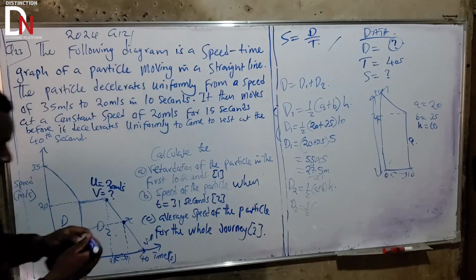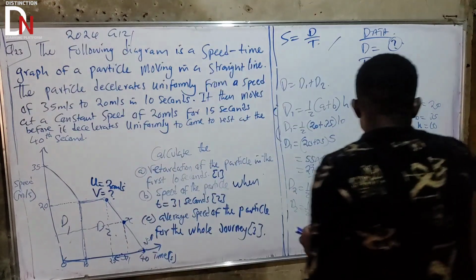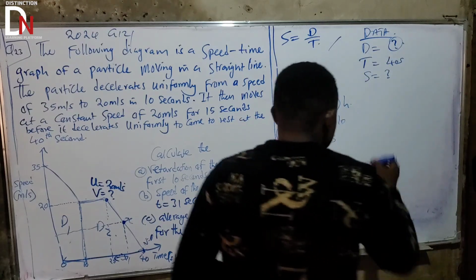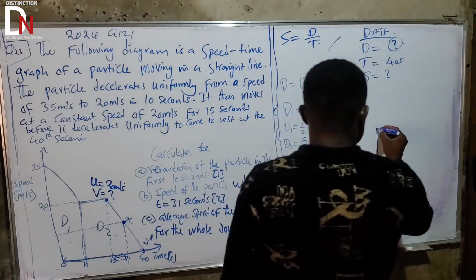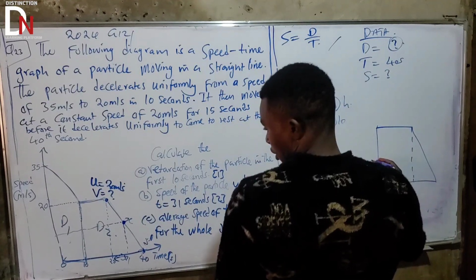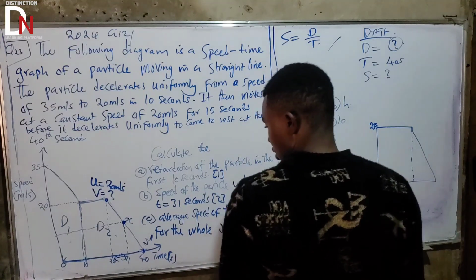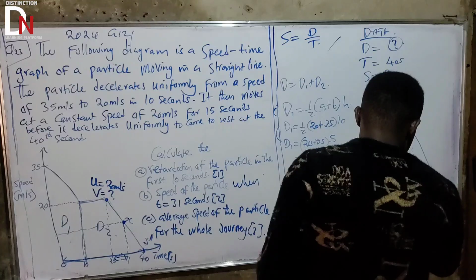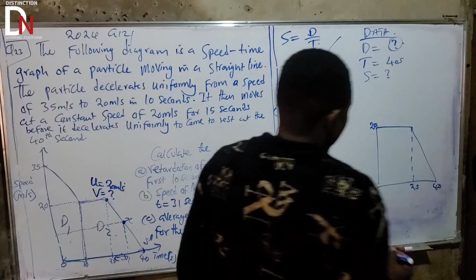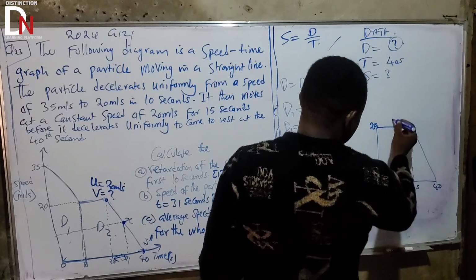So basically, we are looking at this trapezium. We have this is 20, this is 10, this is 25, and we have 40. So, where do we get our A? This is A, from here up to this point. That's where we get our A.